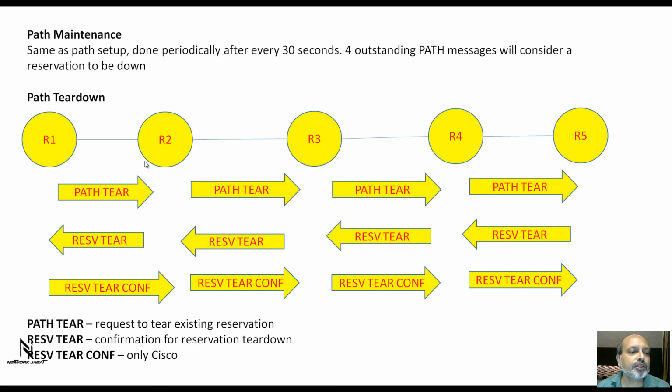Once again, if you go for this path tear message, the path tear message is the same throughout. But these reservation tear messages are different, right? One by one, they are tearing their reservation and they are sending back their individual reservation tear messages to the previous hop, right?